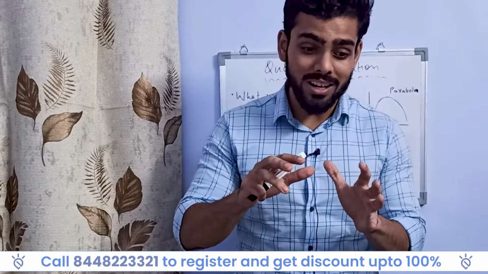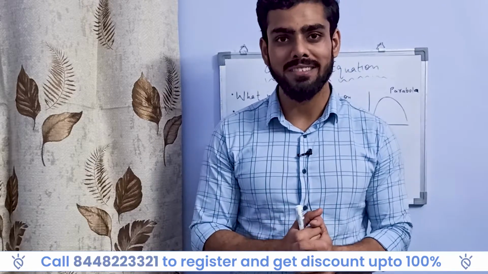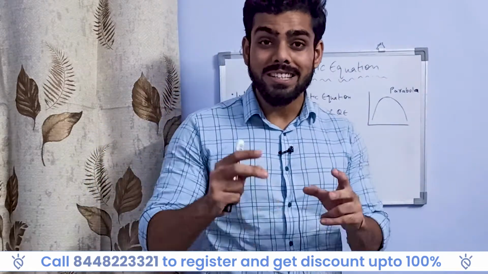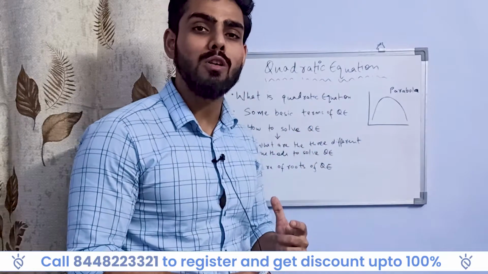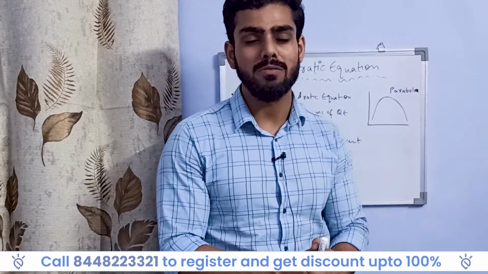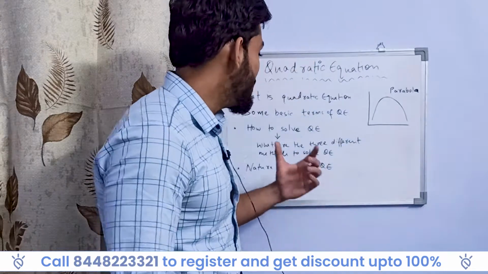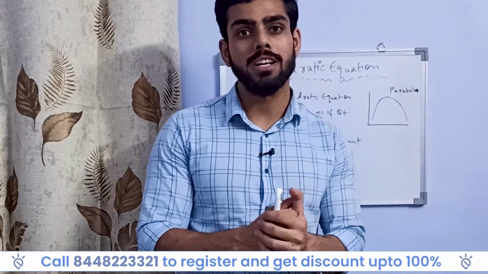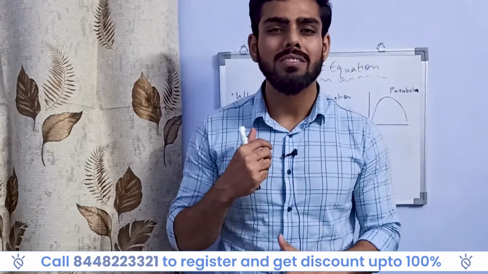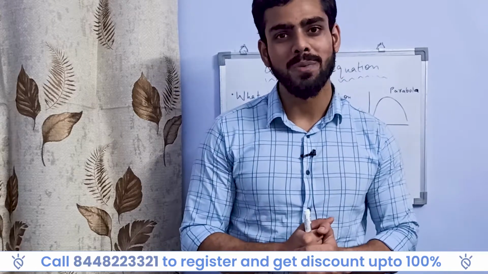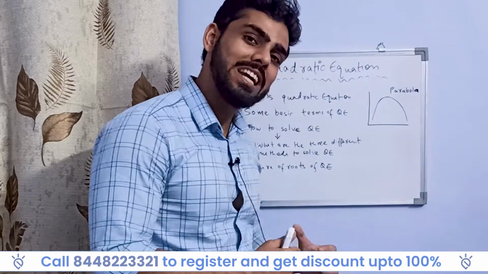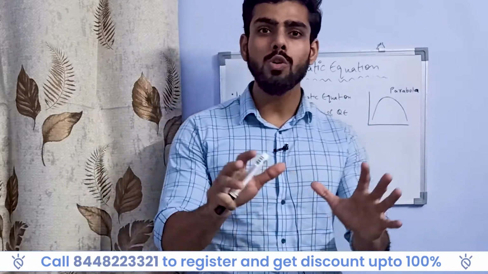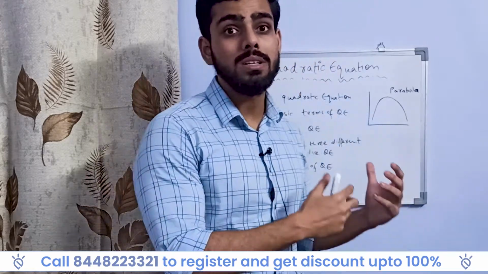Now what are the other things that we have to study in this chapter? So let me tell you about that. Firstly, we will study what a quadratic equation is. Secondly, we will study some basic terms of quadratic equation. Then we have how to solve a quadratic equation, and there are three methods to solve it: splitting the middle term, the completing the square method, and then the quadratic formula. And after that we will study the nature of roots of a quadratic equation. These are the things that we will study in this chapter, guys. So I have given you an overall perspective of what we will study in this chapter.